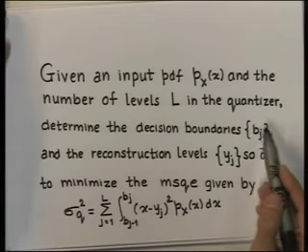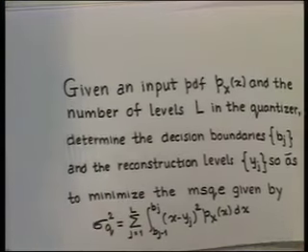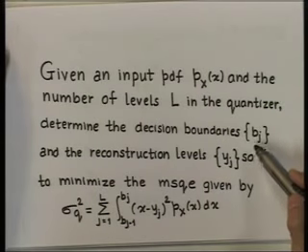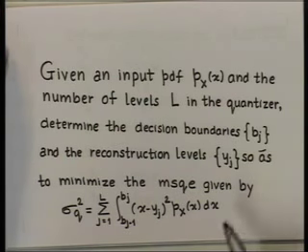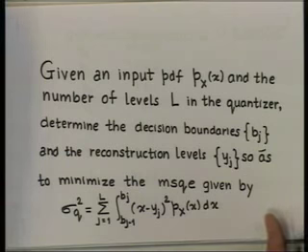Now, however, if we are allowed to use variable length code words, codes such as Huffman codes or arithmetic codes along with the size of the alphabet, the selection of the decision boundaries will also affect the rate of the quantizer.